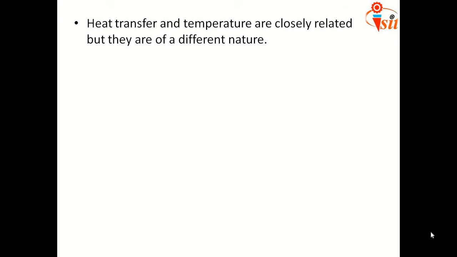Now heat transfer and temperature are closely related, but they are of a different nature. Temperature is a property of a single substance or material, but heat transfer is energy in transit, and that is the big difference between them. They are different in nature. Remember this one.